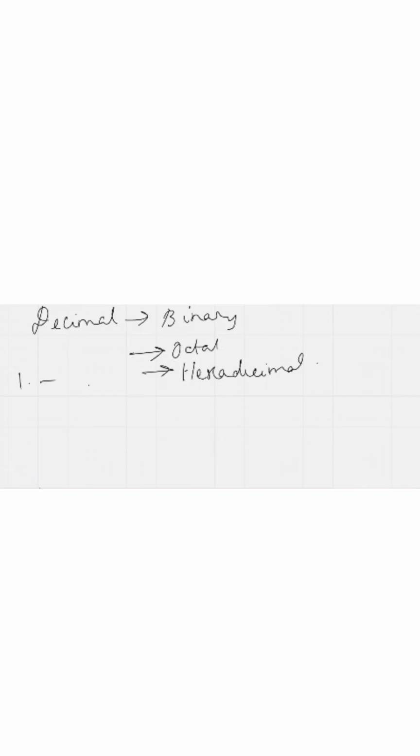So we need to divide the decimal number by the corresponding radix value or the base value. If you want to convert a decimal number to an octal number, what is the base value of octal? It is 8. So we need to divide this decimal number by 8. Similarly, if you want to convert it to binary, you have to divide it by 2. If we want to convert this to hexadecimal, we need to divide it by 16. So this is the common rule that is followed here.